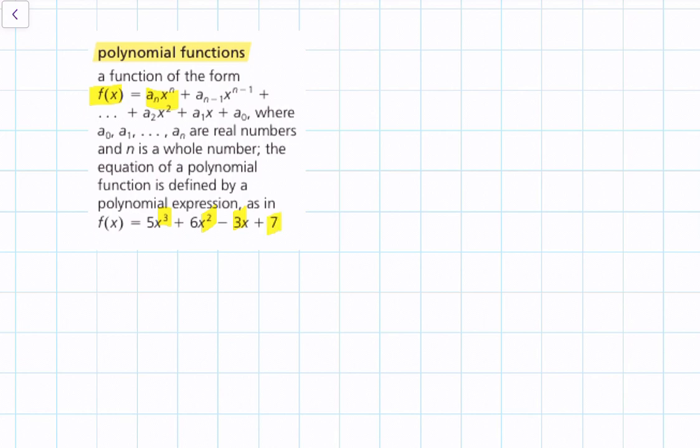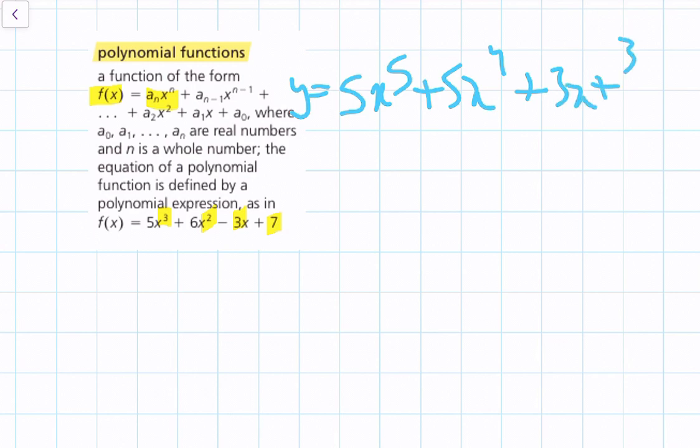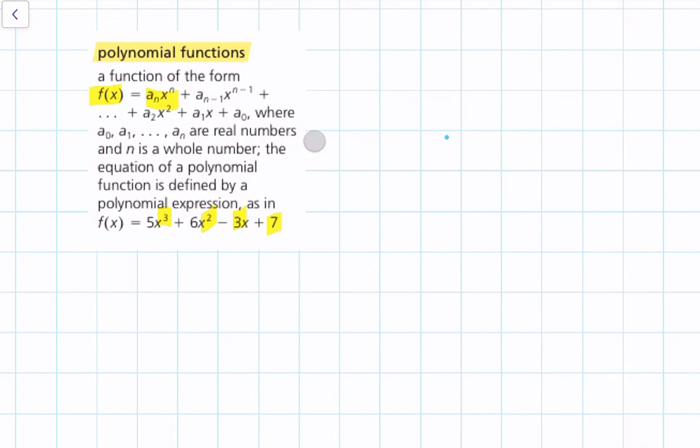So for example, we could also have a polynomial function like 5x to the power of 5, then 5x to the power of 4, then 3x to the power of 3, and this would keep decreasing until we get to x, and then we get to just a constant at the end, which could be, say, 6. So this is how we define polynomial functions, where each coefficient is a real number, n is always a whole number, as we mentioned previously, and the function will be defined by a polynomial expression, as we see here.